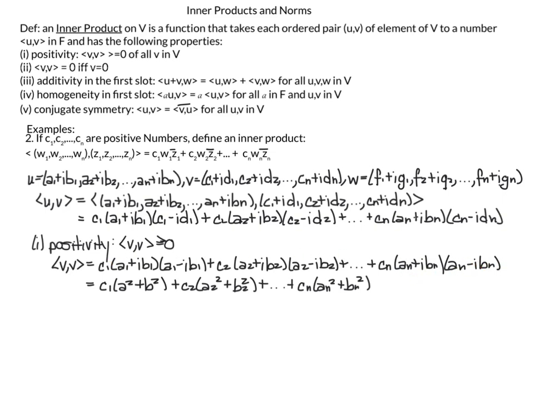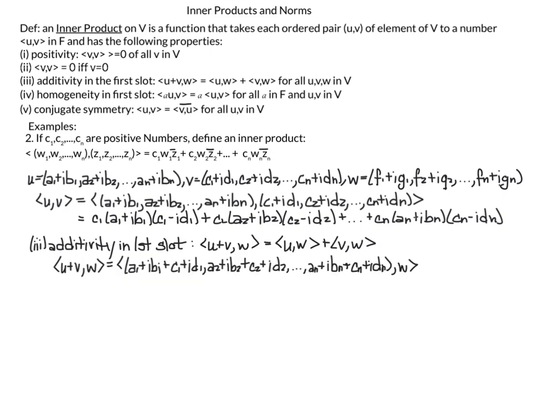When I do my algebra, what I get is c1 times (a1 squared plus b1 squared) plus c2 times (a2 squared plus b2 squared) plus cn times (an squared plus bn squared). These terms here, since they're the sum of squares, are all positive. And since c1, c2, up to cn are all positive numbers, which was given to us when we defined our inner product, that means that this summation must be greater than or equal to 0.